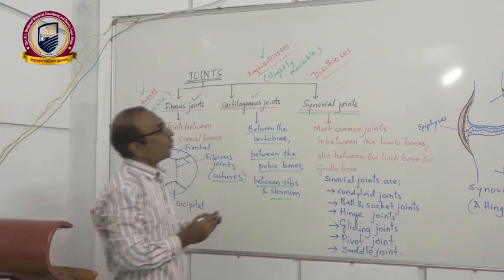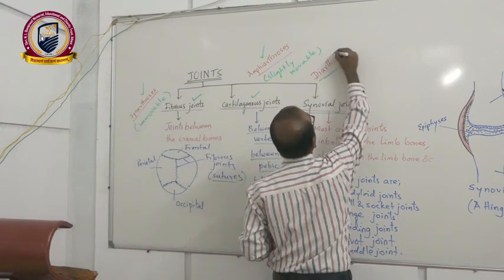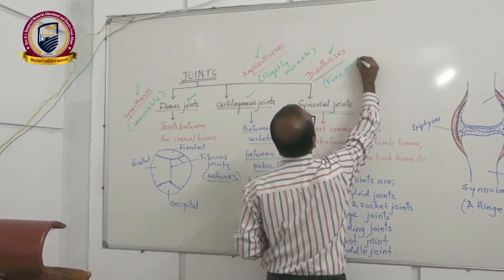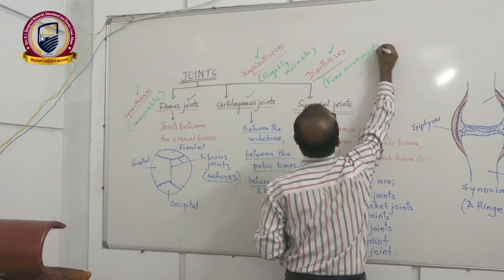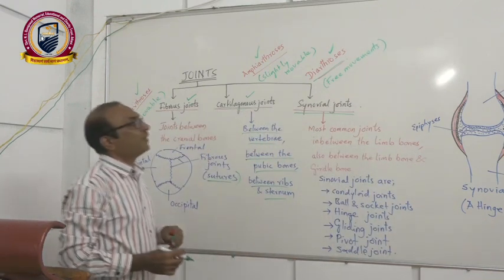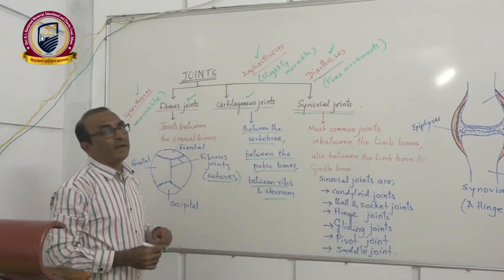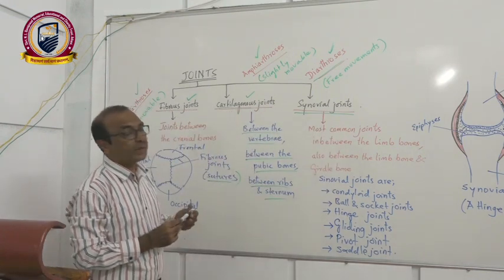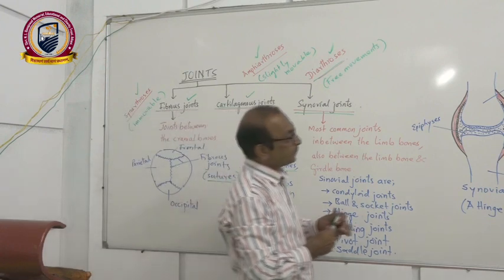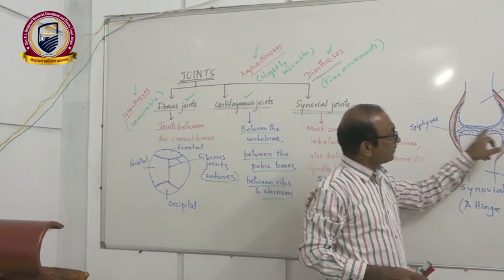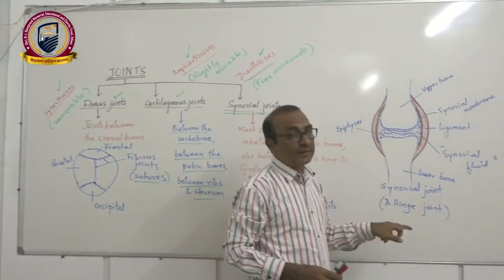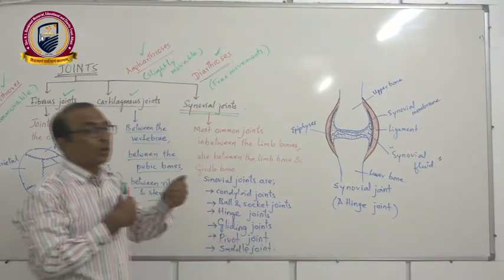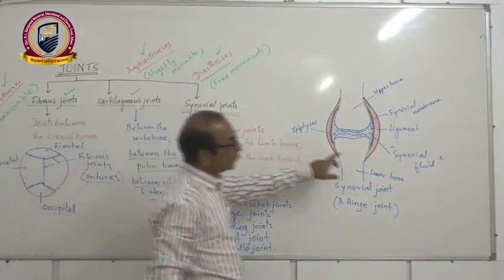Synovial joints are called diarthrosis because they allow free movement, and they are also called synovial joints. They are called synovial joints because in between the joints there is a greasy liquid that lubricates the surfaces of the two bones and allows free movements. That is called synovial fluid.